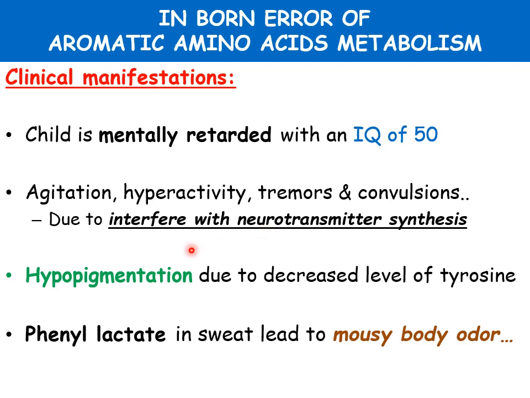In the same way, melanin is synthesized from tyrosine, but with decreased levels of tyrosine there will be hypopigmentation. As well, phenylacetate is produced from phenylpyruvate and excreted in sweat, and it gives a typical mousy body odor. So this is a typical feature of a patient having phenylketonuria.